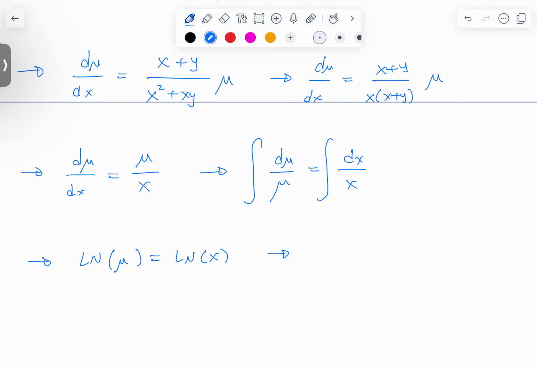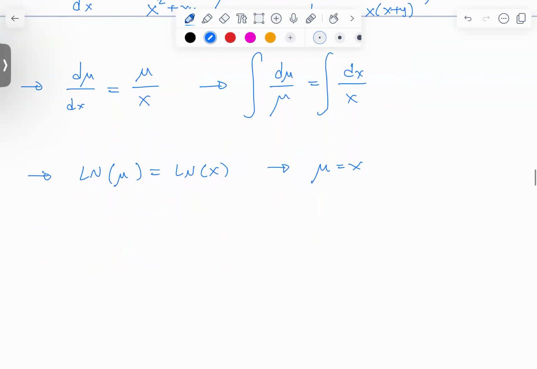And then if I have ln of mu equals ln of x, this actually becomes mu equals x. It's just raise both sides to the e, cancel the ln's, whatever you want to say. Mu equals x. Actually, not the worst integrating factor we've ever seen.